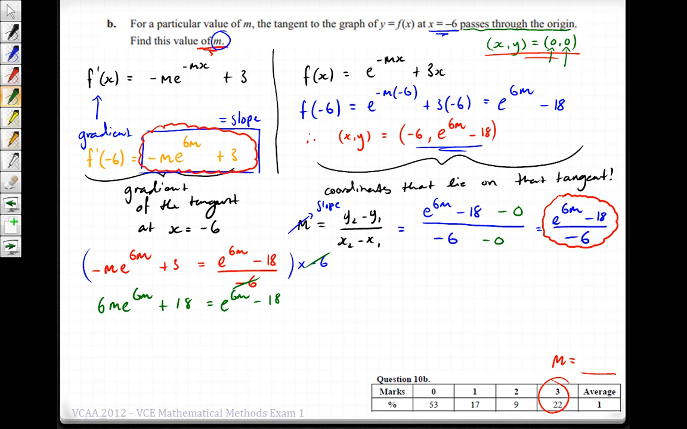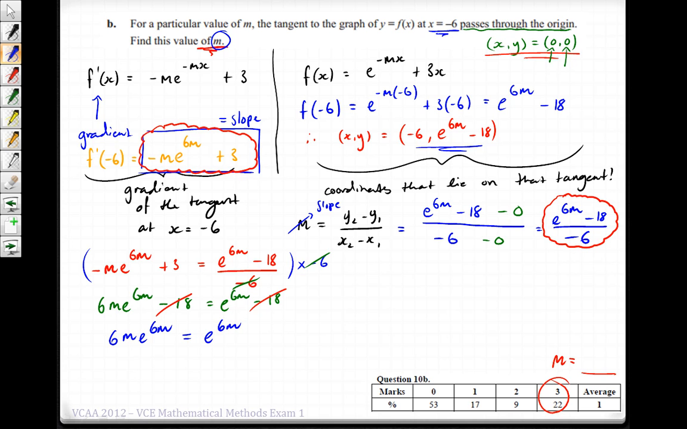So, sorry, this is going to be minus 18. Minus 6 by 3 is negative 18. So this will cancel with this, and we're just going to be left with 6m e to the 6m equals e to the 6m.